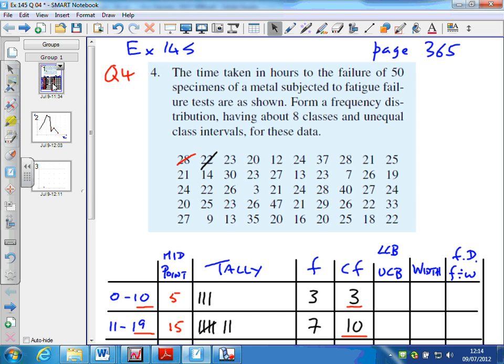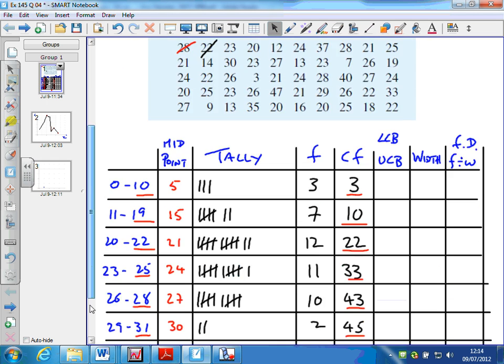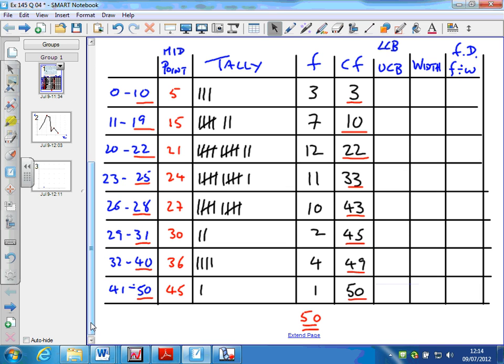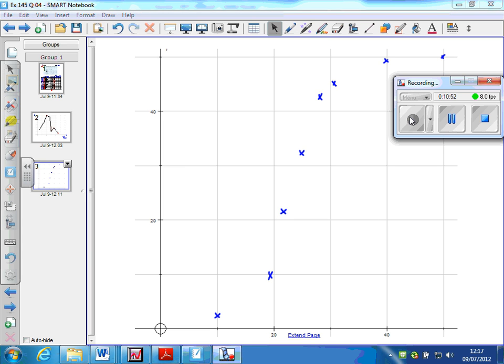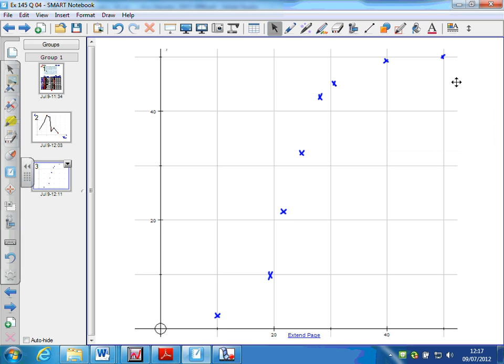The next piece of data, 19 is the maximum value in the next group, and that goes up to a cumulative frequency of 10. So I'm going to go to 19 on the x-axis and 10 on the y-axis. So up to 19 on the x-axis and 10 on the y-axis takes me to here, and so on. Carrying on putting the points on. So now put the data points on.